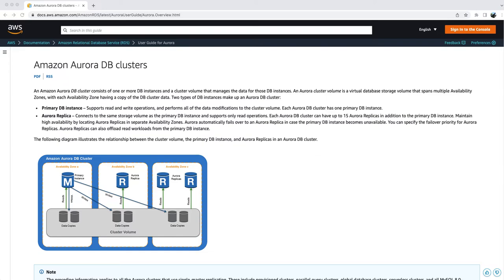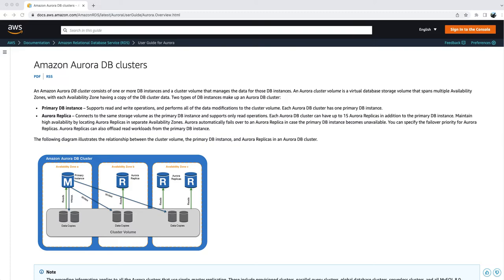So when you create an Amazon Aurora DB, you will get an option that either you can have only one instance or you can have multiple instances. And when you create multiple instances, those can be your read replicas like you had in normal RDS. But its architecture is a little different from the one we had in RDS.